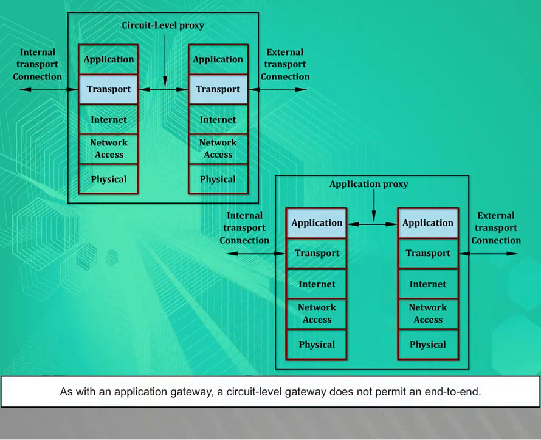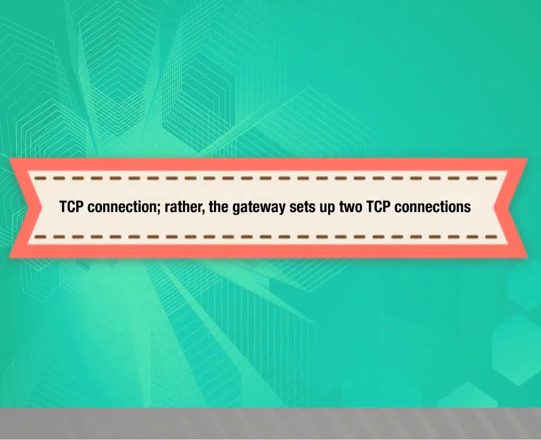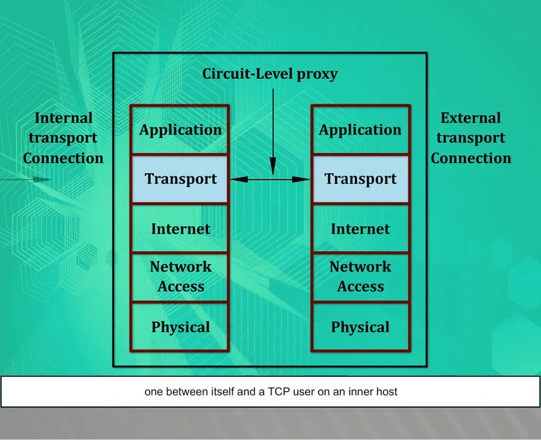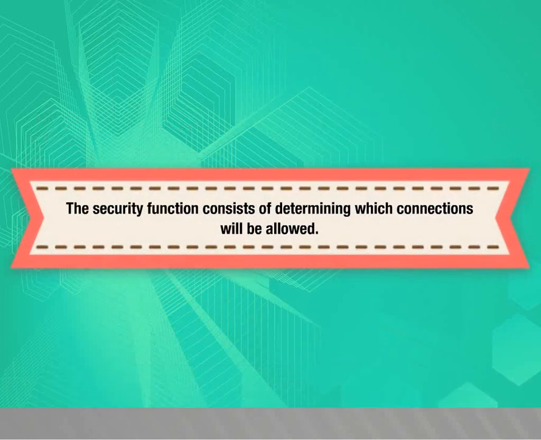As with an application gateway, a circuit-level gateway does not permit an end-to-end TCP connection. Rather, the gateway sets up two TCP connections, one between itself and a TCP user on an inner host, one between itself and a TCP user on an outer host. Once the two connections are established, the gateway typically relays TCP segments from one connection to the other without examining the contents. The security function consists of determining which connections will be allowed.